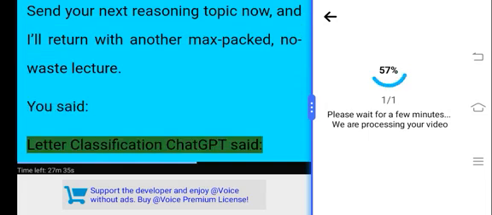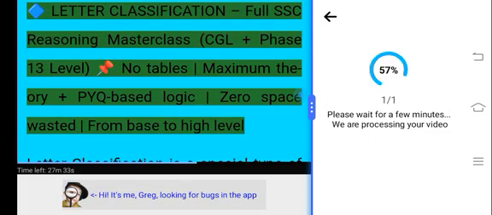You said: letter classification. ChatGPT said: Letter classification, full SSC reasoning masterclass, CGL plus Phase 13 level. Pushman note tables. Maximum theory plus PYQ based logic. Zero space wasted from base to high level.